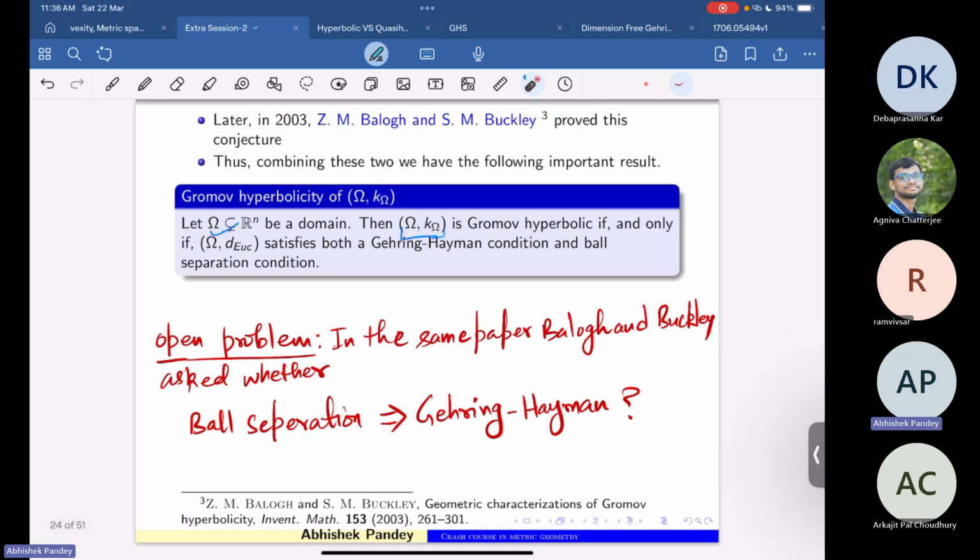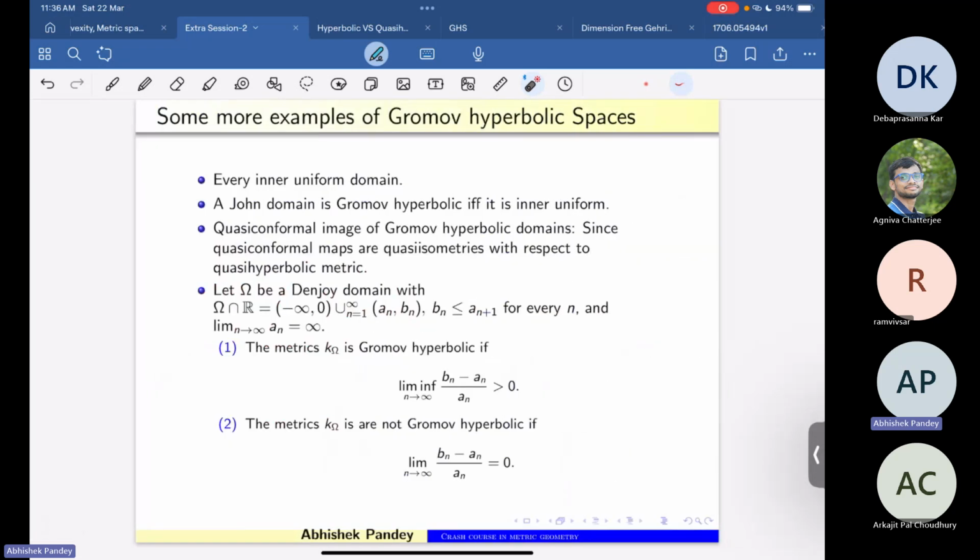Fine. Here we have some more examples of Gromov-hyperbolic spaces. Every inner uniform domain is Gromov-hyperbolic with respect to the quasi-hyperbolic metric, and a John domain is Gromov-hyperbolic if and only if it is inner uniform. This is not an immediate thing. This requires two big results. The first one is that Gromov-hyperbolicity gives Gehring-Hayman, and the second one is that once you have a Gromov-hyperbolic John domain, every quasi-hyperbolic geodesic is a cone arc.